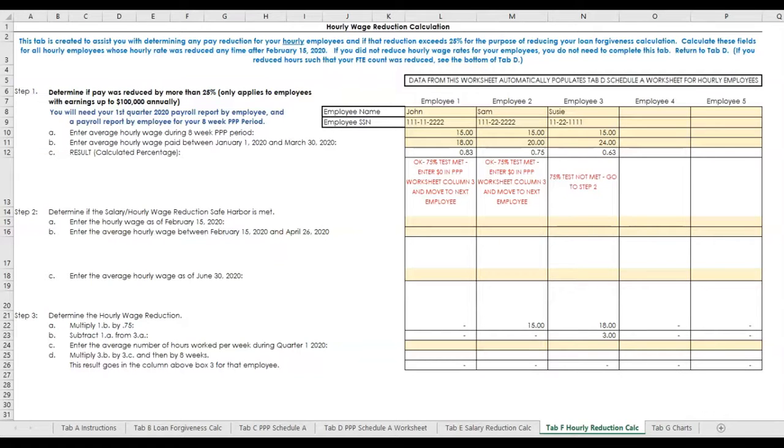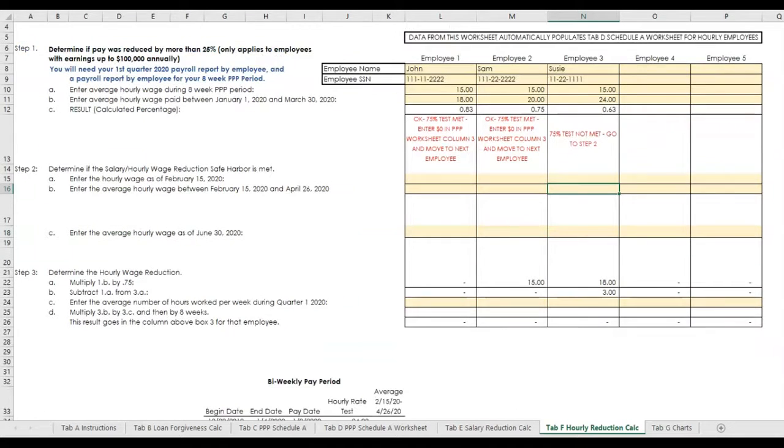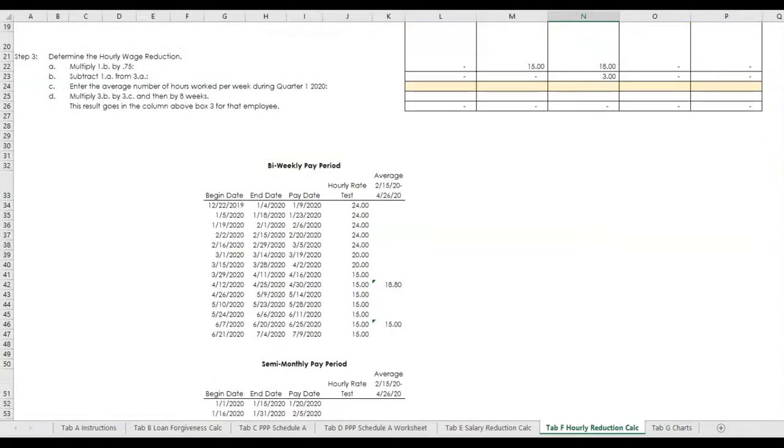For Susie, however, we see a 37% reduction in pay. Our next test is whether we meet the safe harbor for Susie. Here we need to record Susie's hourly wage as of February 15th and then her average wage from February 15th through April 26th. Down below in tab F, we have included a couple of charts to help determine the average rate for these periods required. Let's record Susie's wage rates for these periods to determine her average pay rate for February 15th through April 26th.